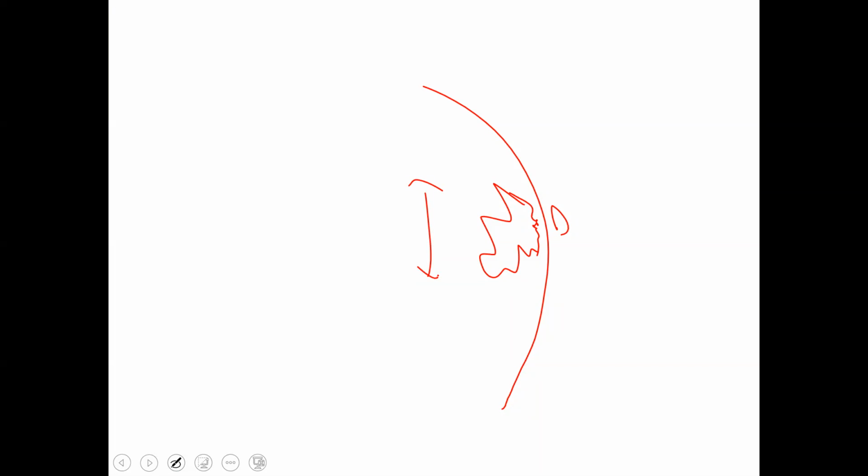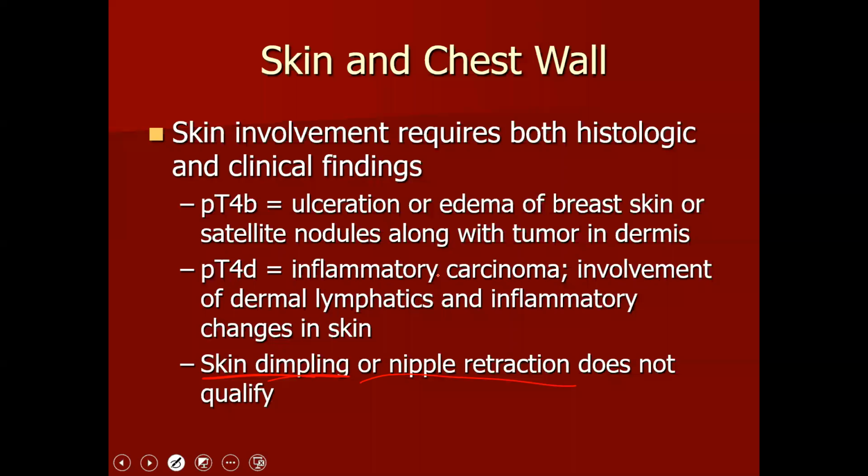Remember, in order to get a PT4 due to involvement of skin, you have to have a clinical correlate. And the clinical correlate is going to be satellite nodules, ulceration, dermal edema or inflammatory changes. So those are your key changes. And so you generally have to call the clinicians before you can upstage to a PT4. For those that have been at the breast conference, or who might come, anytime we're thinking about a PT4, I won't sign it out. I'll wait for the conference, and we'll speak with the clinician to determine whether we indeed have a correlate.